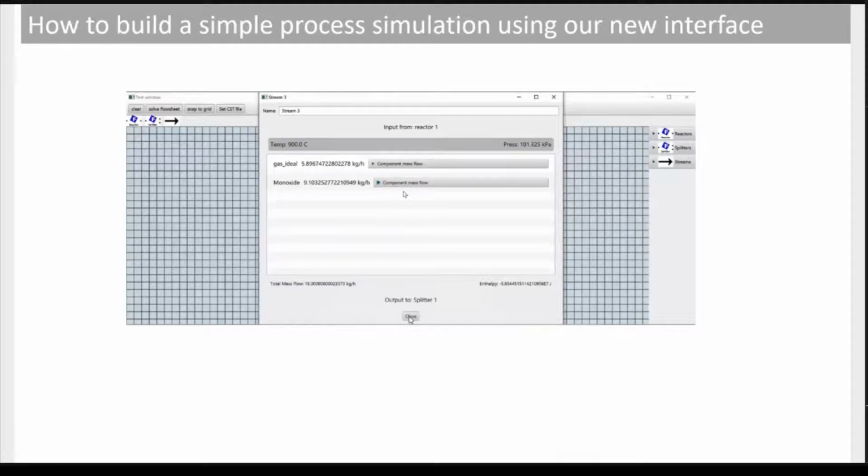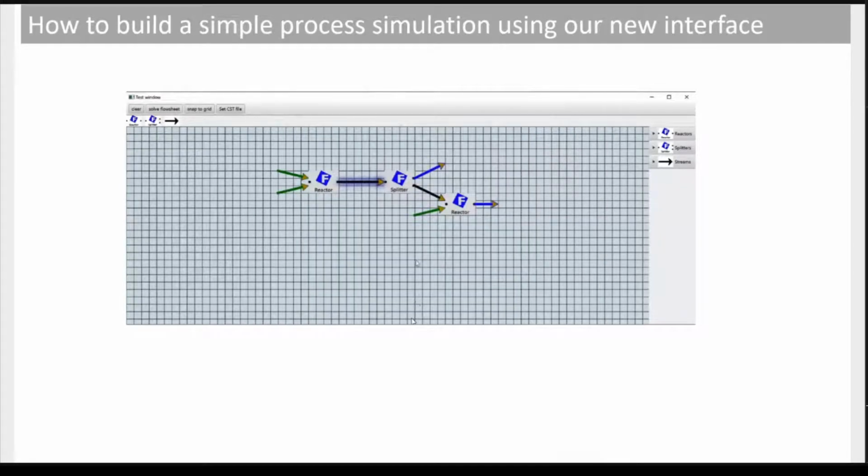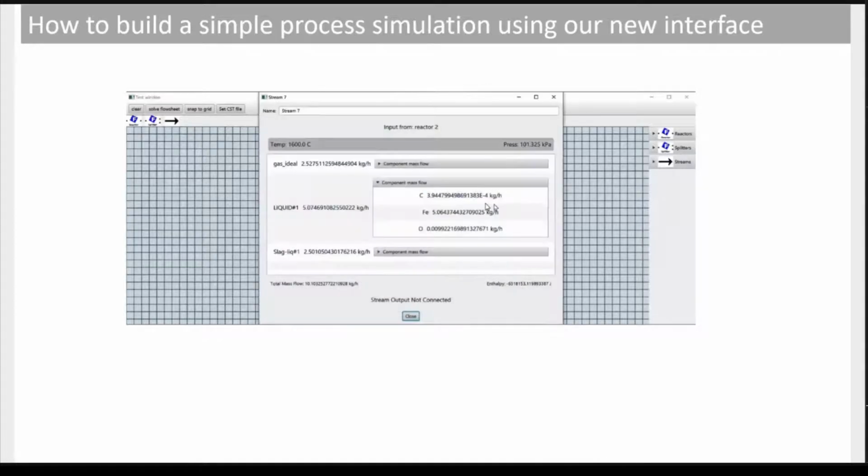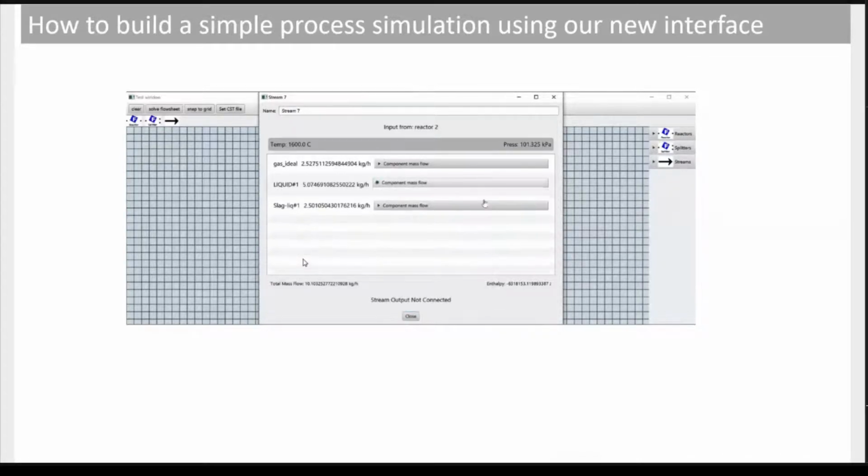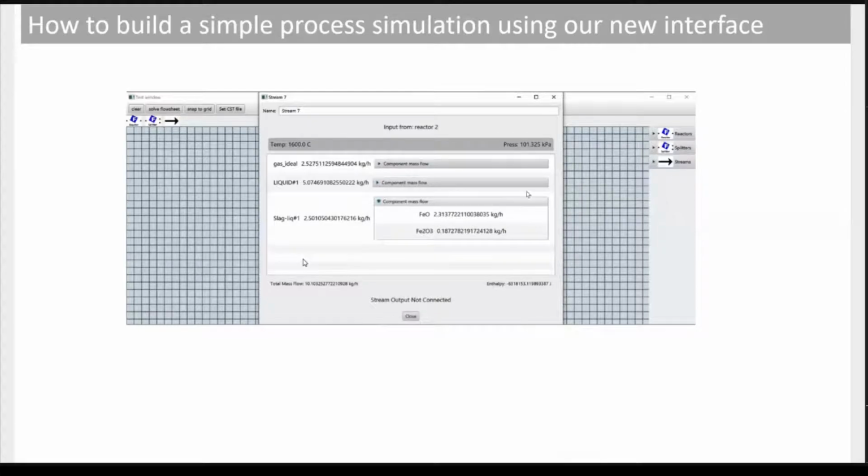So you can close that, and you will see the impact it will have on the final output result. So for the amount of carbon that we use, you can see at the end that in this case, we have a liquid iron with the presence of a slag phase. So this slag implies that we were not able to completely reduce the iron from Fe2O3.